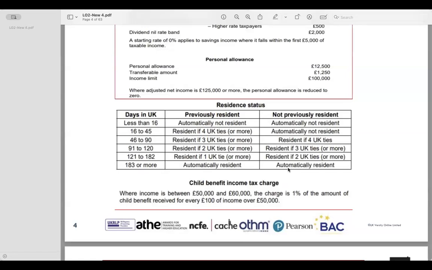Child benefit income tax charge: if your income falls between £50,000 and £60,000, you will incur a tax charge on child benefit received. This charge amounts to 1% of the child benefit for every £100 of income over £50,000.